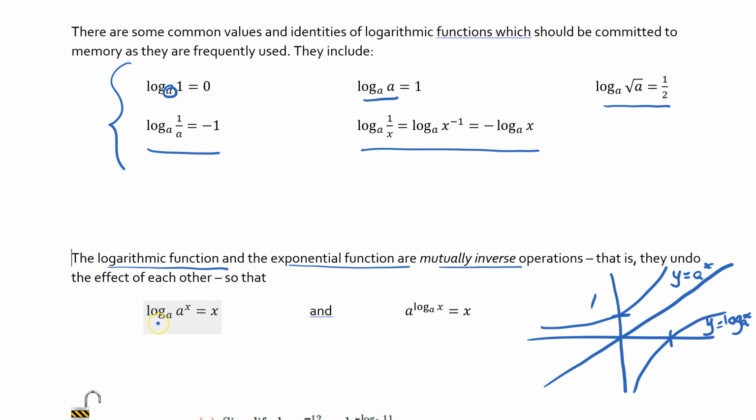So if we take the log to base a of a to the x, then the answer is x, because obviously a raised to the x gives us a to the x. What's maybe not quite so obvious is that if we take a raised to the log base a of x, that takes us back to x, because the exponent and the log are opposite operations. So it's like taking the square of the square root. We just get back to what it is that we're operating on.